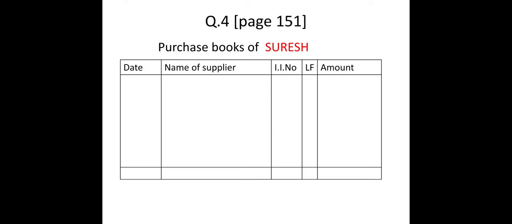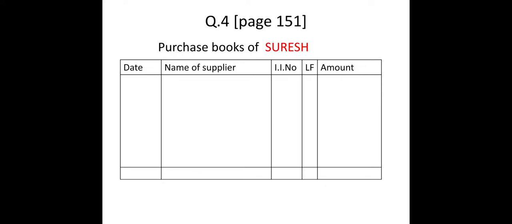No asset transactions are recorded. Trade discount is calculated. Cash discount is not calculated. And if half the amount is paid, then also the full amount we are supposed to write. So only goods-related transactions, and that too purchase of goods, are recorded in the purchase book. Okay, so let's start with transaction number 1, students.